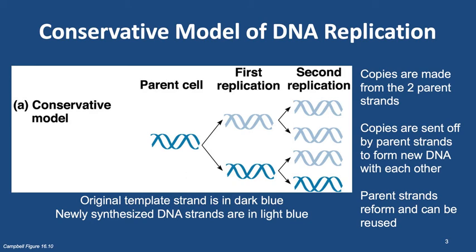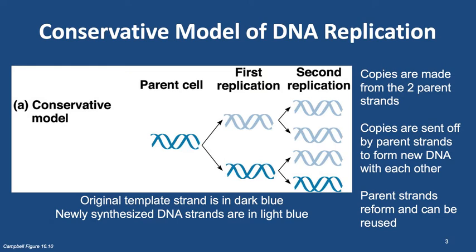Basically, what the conservative model says is that you have a parent cell that has two strands in each chromosome. So remember, from gene expression, the easiest way to say this, you've got a template strand and a non-template strand. So you've got two strands. And when these strands become replicated, basically the original strands that were found in the parent, they are conserved in a pairing. So they remain a double helix throughout replications.